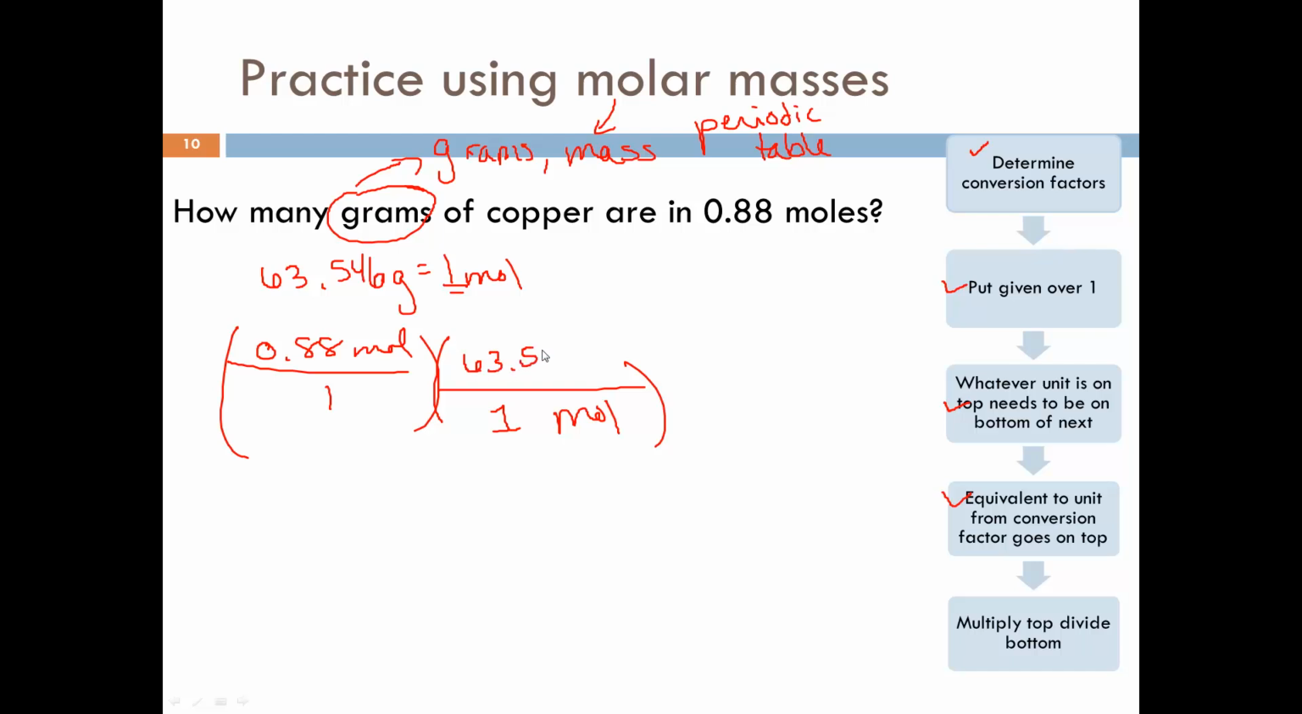If it's on the top, you multiply. If it's on the bottom, you divide. So 0.88 times 63.546, which comes out to be 55.92. There's 2 sig figs in the question, so that means we're going to round it off to 56 grams.